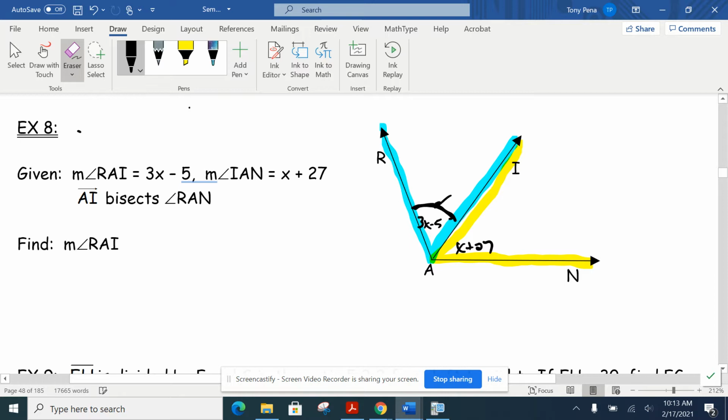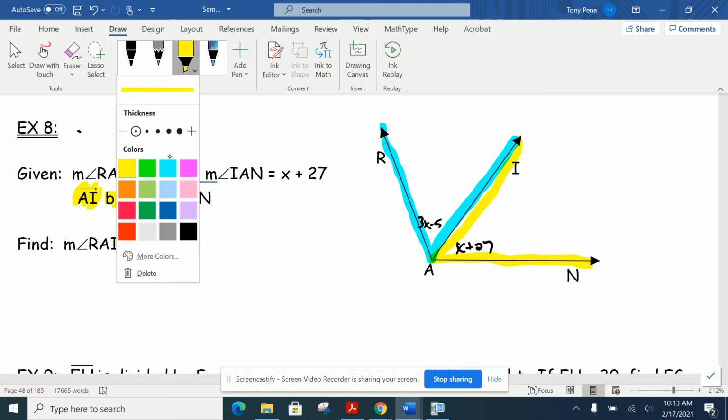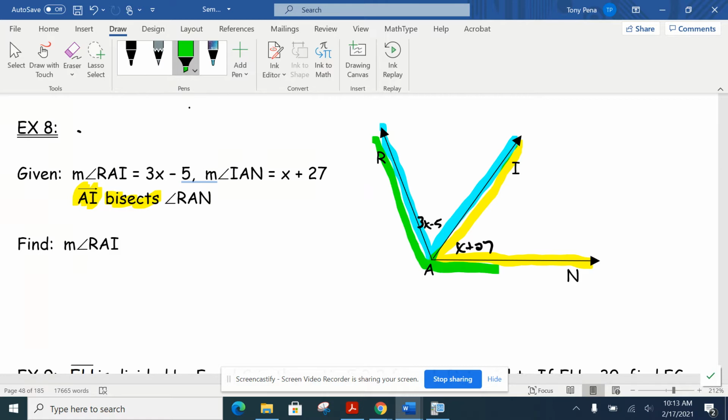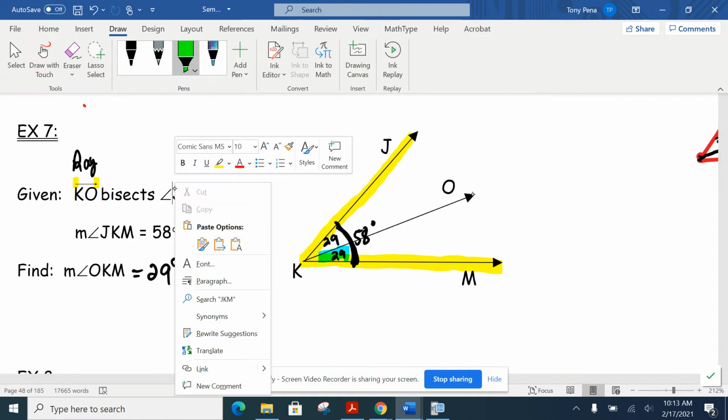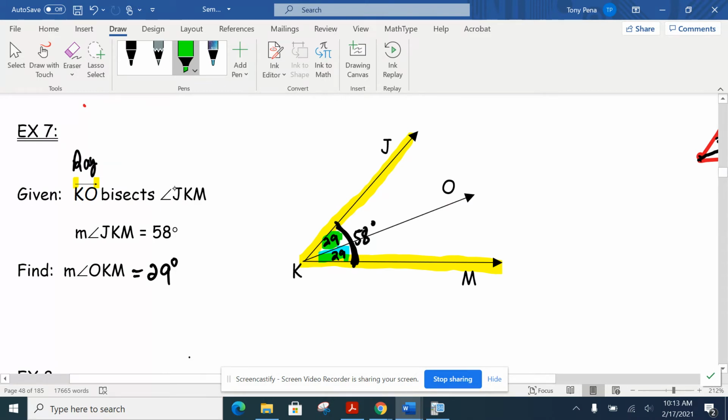All right, so we're given the blue angle, you're given the yellow angle. The last thing that you were given, which is very important, is the ray AI. So this ray right here bisects RAN. So this big angle here, the overall angle, gets cut in half with this ray. So just like we did at the top, right? If I gave you the big angle, 58, and we have a ray that cuts it in half, don't these two have to be equal to each other? So same exact thought process.